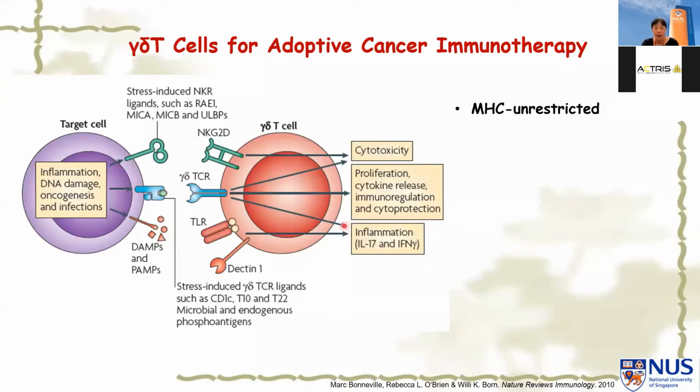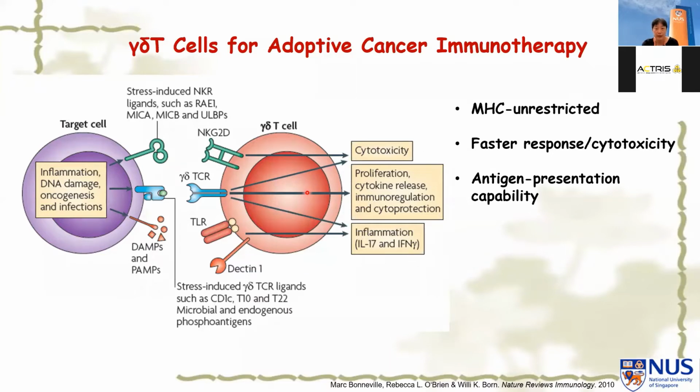Similar to NK cells, gamma delta T cells have been considered to be innate cells for quite a while, because they do not need MHC presentation. They can directly recognize their ligand and be activated directly. They have a faster response. They also possess strong cytotoxicity, so they can kill. And in addition, they can present antigens through MHC class 1 molecules to further activate other alpha beta T cells. So they also have regulatory functions.